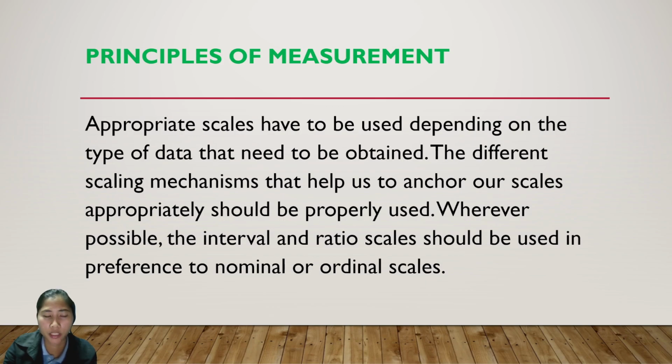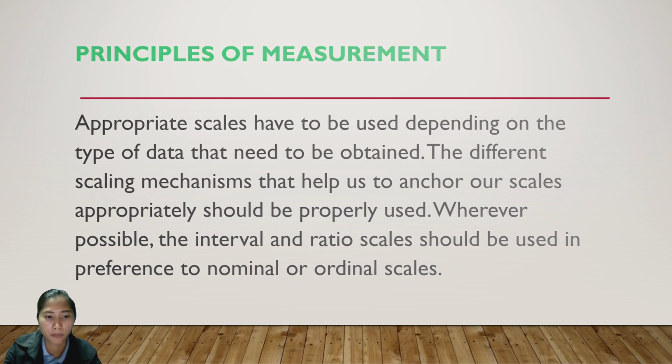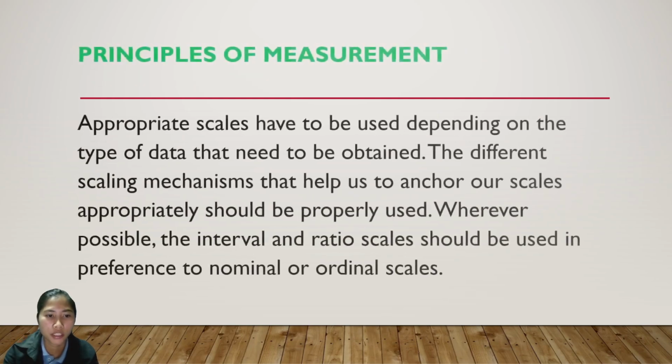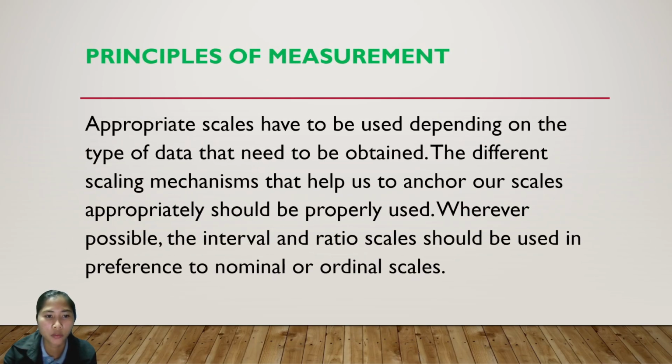Principles of measurement. Appropriate scales have to be used depending on the type of data that needs to be obtained. The different scaling mechanisms that help us to anchor our scales appropriately should be properly used wherever possible. The interval and ratio scales should be used in preference to nominal or ordinal scales. Just as there are guidelines to be followed to ensure the wording of the questionnaire is appropriate to minimize bias.